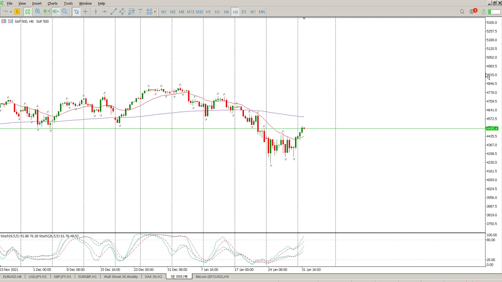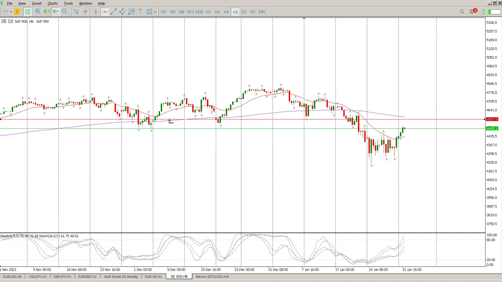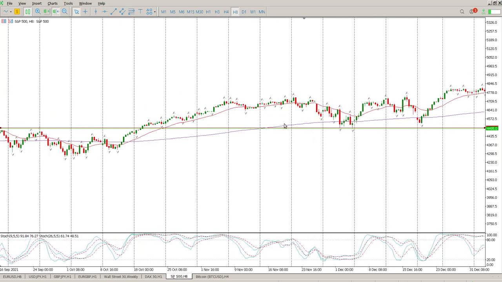So, a couple of scenarios playing out at the moment, and I think it's going to be clearer on the lower time frames. I think the first thing I want you to really pay attention to right now is this area that we are in right now.